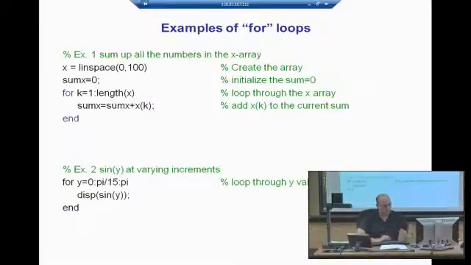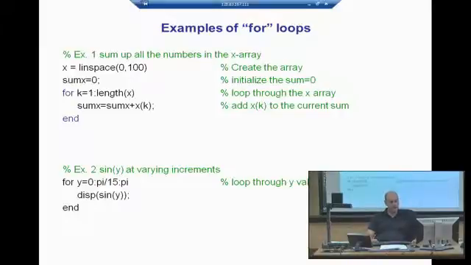Okay, here's another example of a for loop. In this case, I say for y is equal to 0 to pi and increase by increments of pi divided by 15. So that means start at y is equal to 0 and end at pi, but go by increments of pi divided by 15, right?